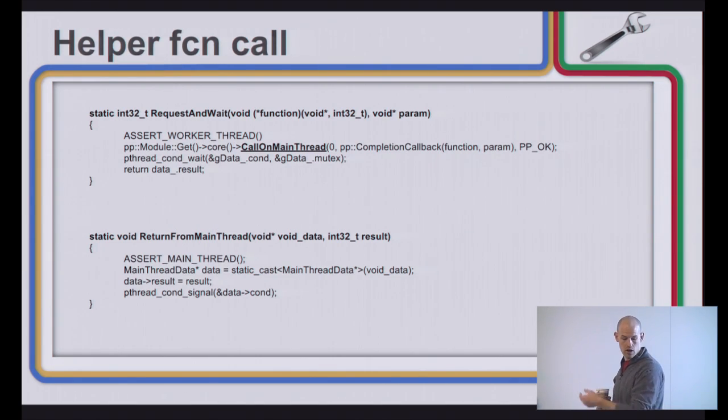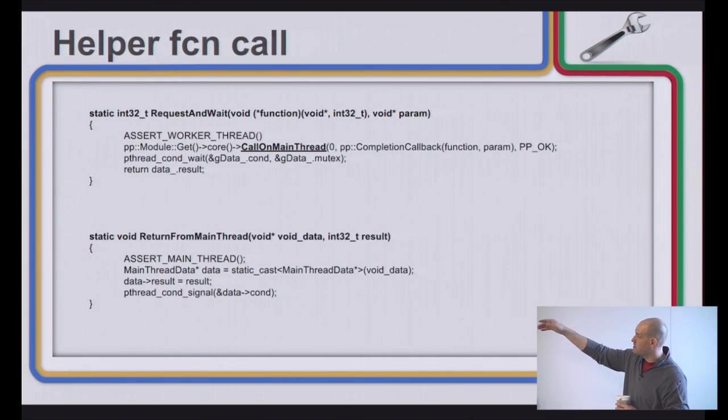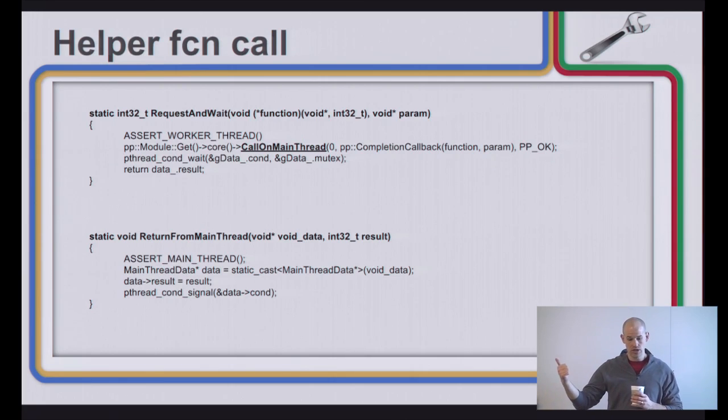So simply you call module.get.core, call on main thread, and you effectively pass it a callback function. And this will ensure that your callback function will get pushed into the proper queues, and it'll be called on the main thread the next time a frame process happens. Now, what's nice about this is that this allows you on the calling thread to then set a conditional data variable and sit around and wait. So with this function here, you actually issue a function command, wait until it's been called and executed on the main thread, and control has been returned, right?